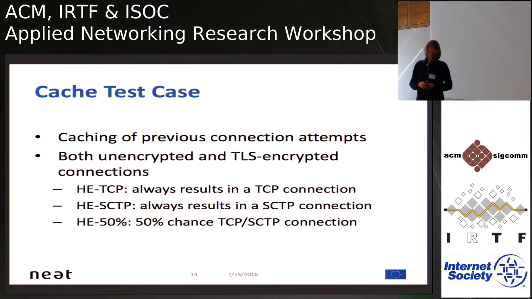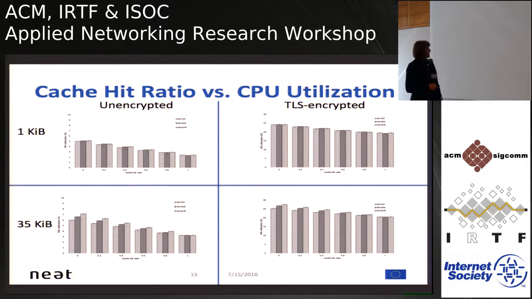And we also added different outcomes for the happy eyeballs process. So in the previous results, it was always TCP that was selected as the winner. So in this case, we have TCP always being the winner, or SCTP always being the winner, or a 50% chance of either of the protocols. So half of the times you get the TCP connection, and the other half of the time you get the SCTP connection. And this is the outcome of this scenario.